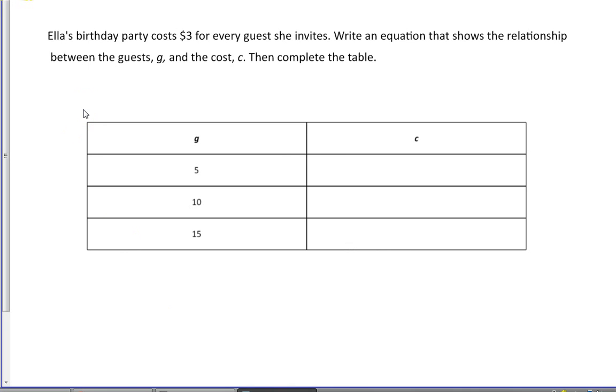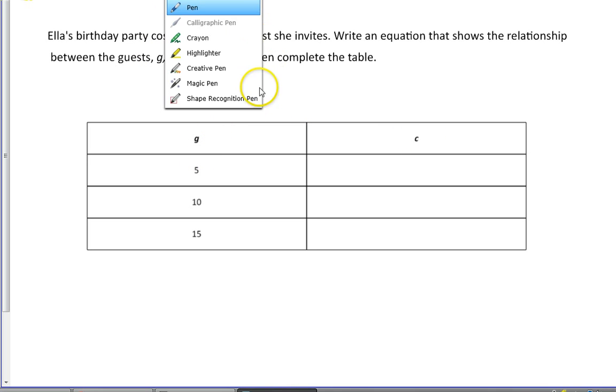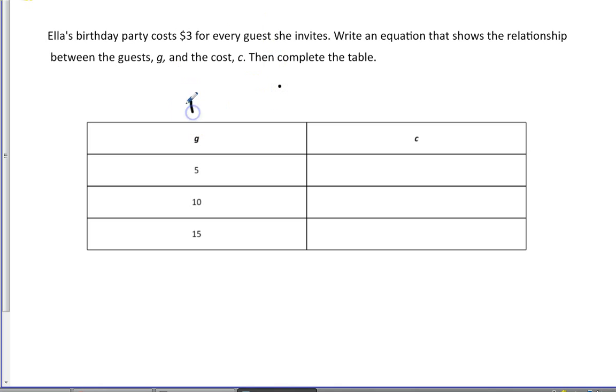Ella's birthday party costs $3 for every guest she invites. Write an equation that shows the relationship between the number of guests and the cost, and then complete the table. So when we look at this, if it costs $3 for every guest she invites, the cost depends on the amount of guests. So we have our independent and our dependent variables set up here. So this is our independent, this is our dependent. And so now I have to go here and I have to understand what $3 for every guest costs.